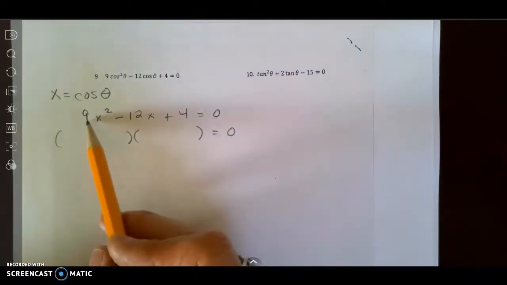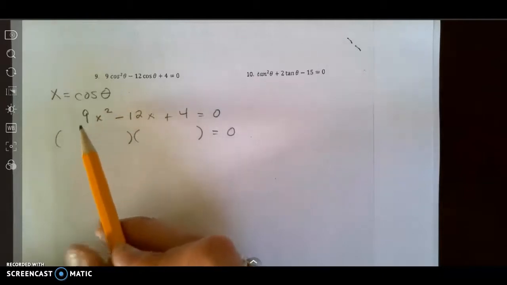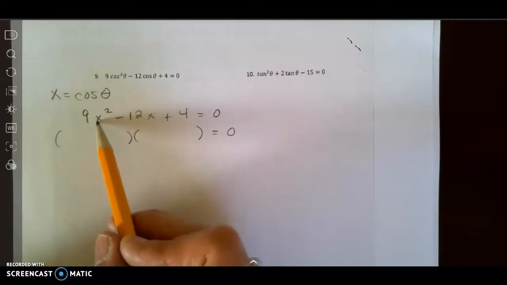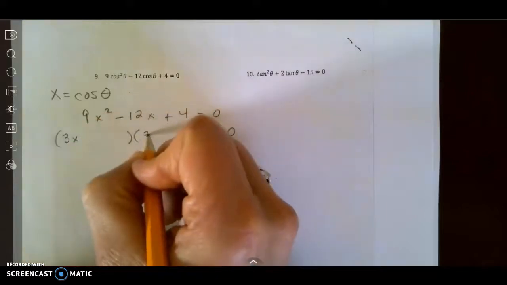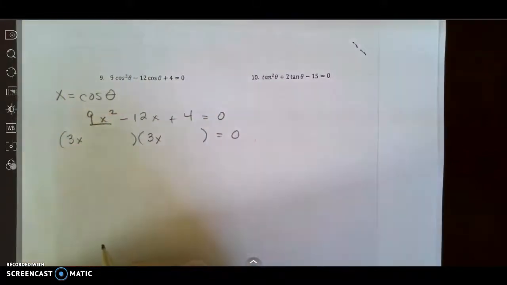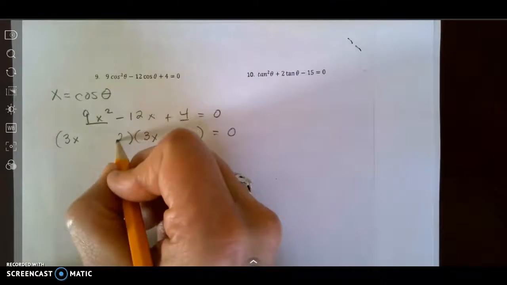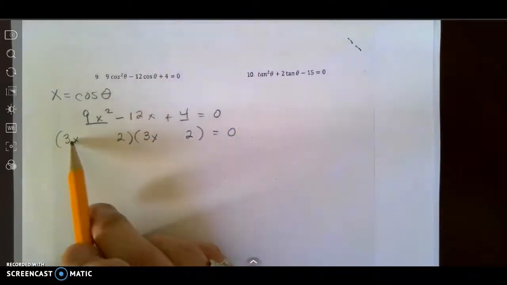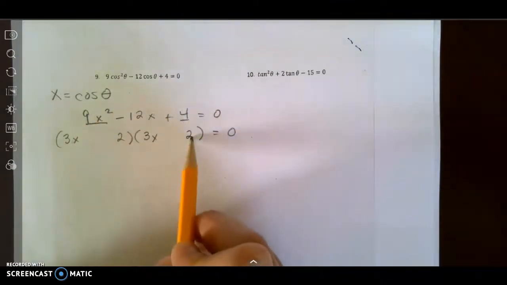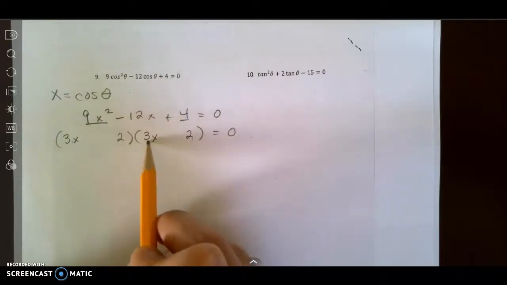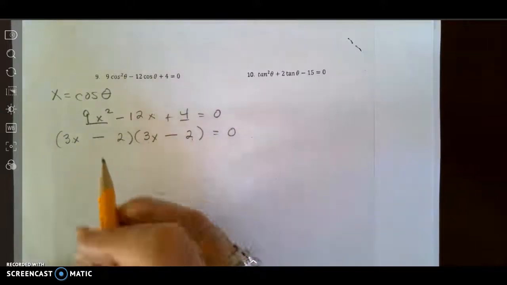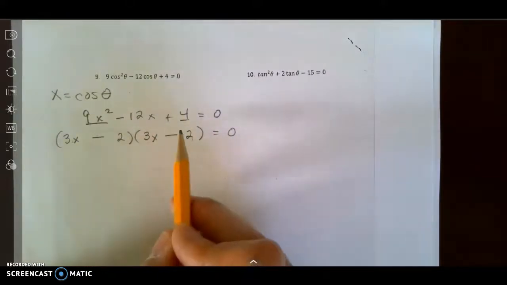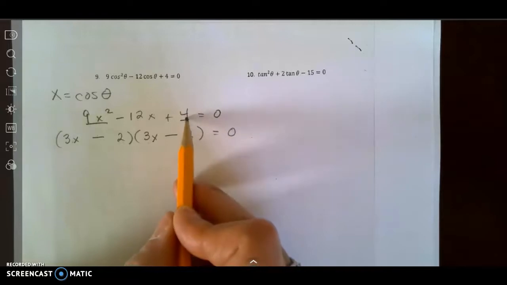Now, there is more than one way to get 9x squared. You could have 9x and 1x, or 3x and 3x. I'm going to try 3x and 3x to get 9x squared. And to get 4, I'm going to use 2 and 2. And I notice that this on the outside gives me 6 and 6, which could add to 12, as long as it's -6 and -6. And the -2 times the -2 would give me the +4.